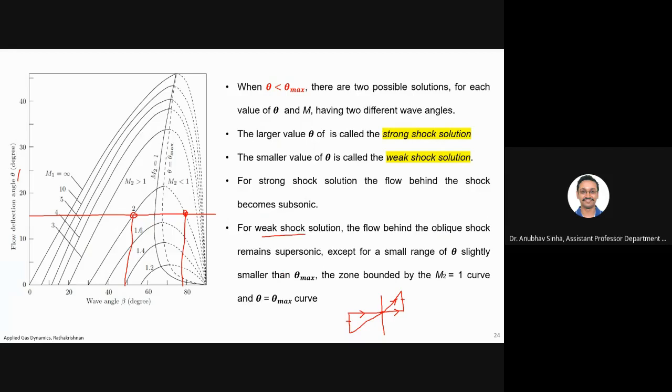The flow behind the oblique shock remains supersonic except for a small range where theta is smaller than this region, basically the dotted region, where the zone is bounded by M2 equal to 1. So this dotted line is for M2 equal to 1. M2 is less than 1 here, which is a strong shock, and it is more than 1 here, which forms a weak shock. Fine. Okay.